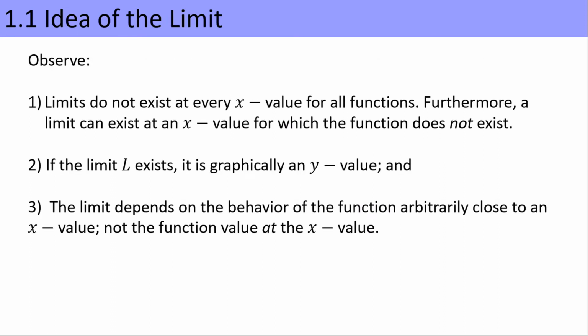Let us observe. 1. Limits do not exist at every x value for all functions. Furthermore, a limit can exist at an x value for which the function does not exist. 2. If the limit L does exist, it is graphically a y value. And finally, 3. The limit depends on the behavior of the function arbitrarily close to an x value, not the function value at the x value.